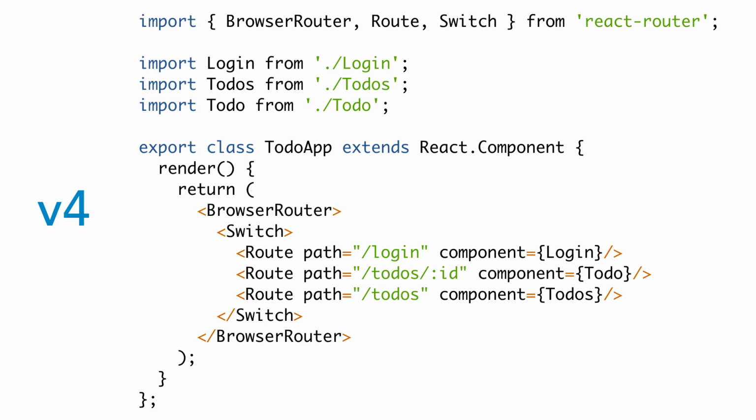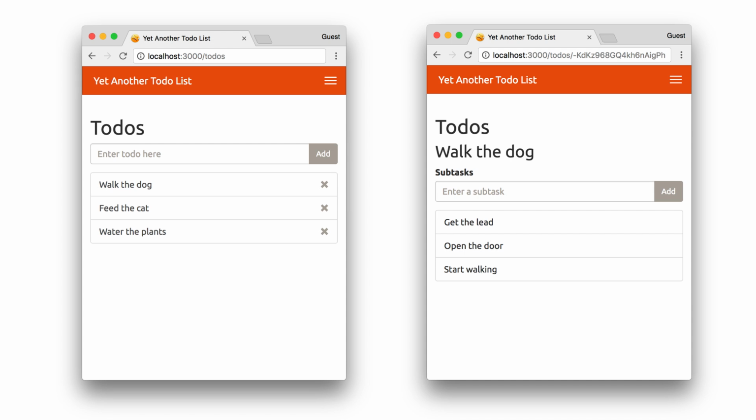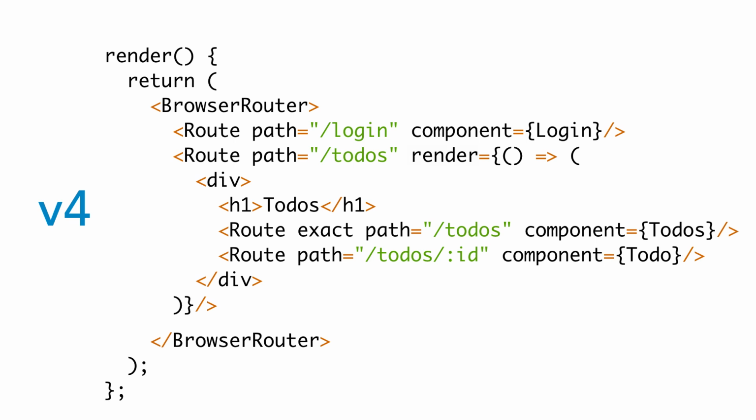Now, a common use case with routers is to want to share a little bit of markup between sub-routes or a particular part of your application. In the first instance, my app isn't doing that, but let's just say that for /to-dos and /to-dos/ID, we wanted to put the text to-dos at the top of each one, and you can sort of see this on the left and the right in these screenshots. How would we implement that with React Router v4?